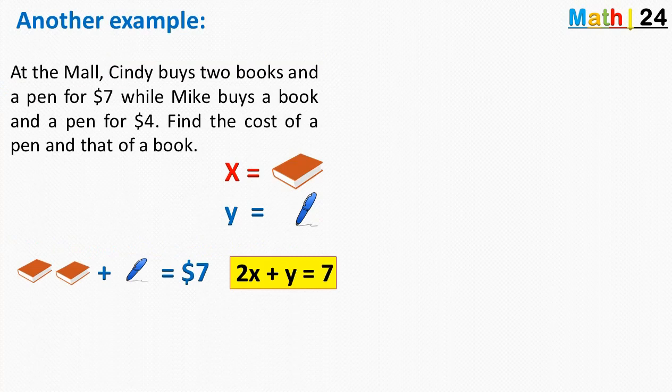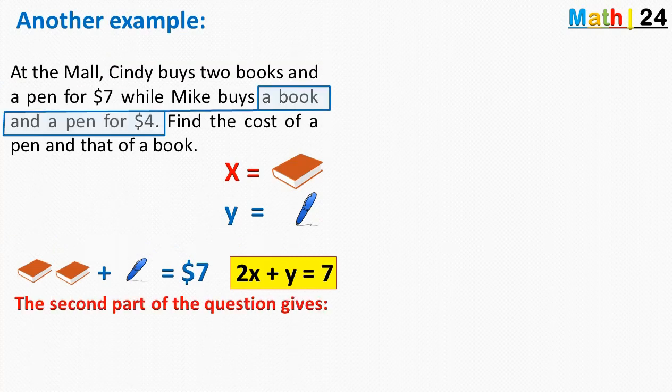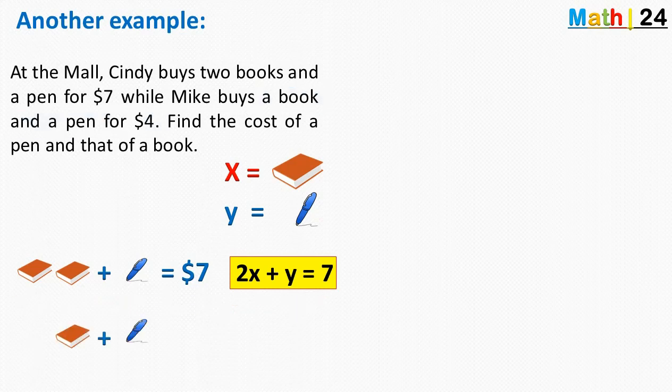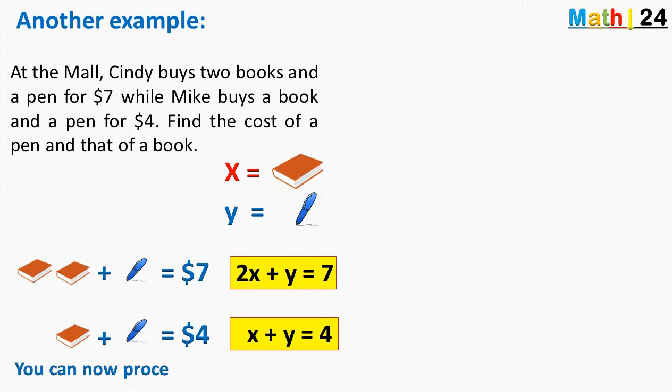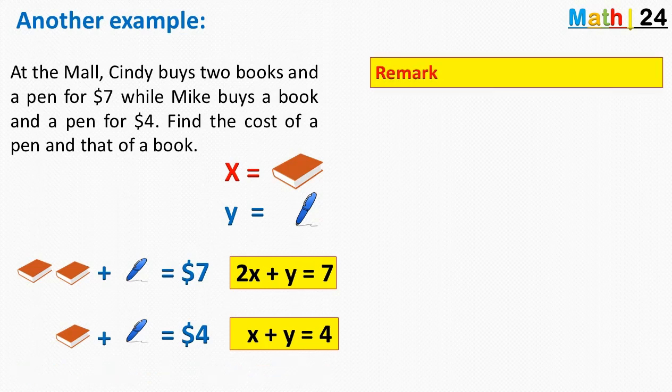2x plus y equals 7. Now for Mike, which is the second part, a book and a pen equals $4. So we have x plus y equals 4. You can now proceed with elimination.